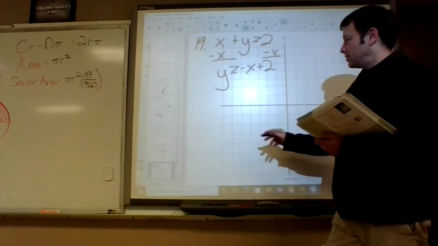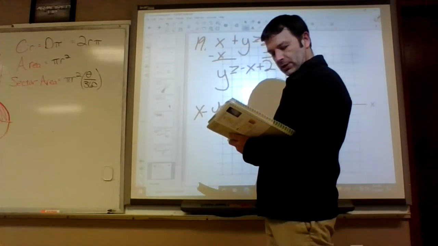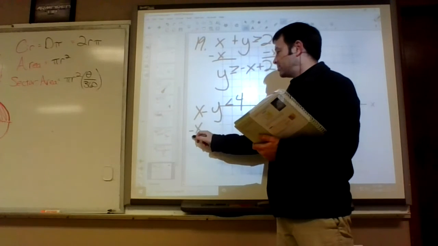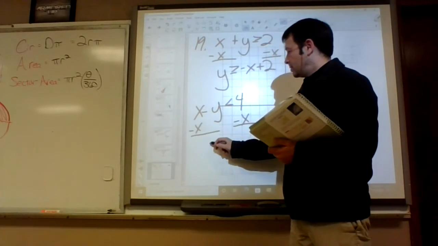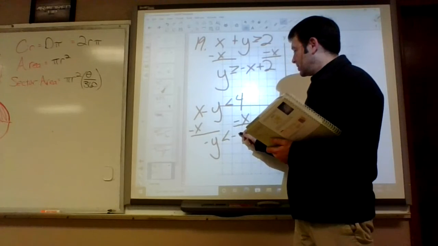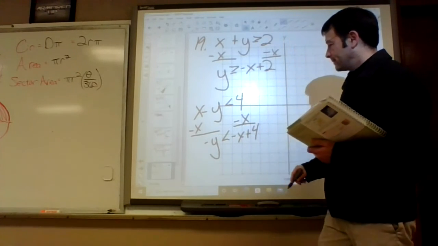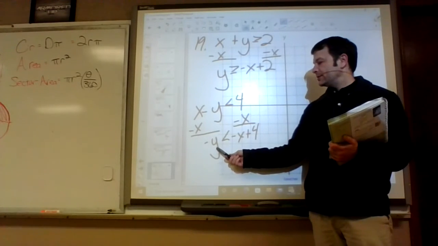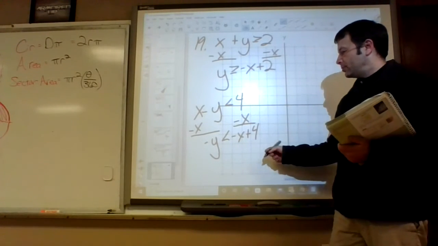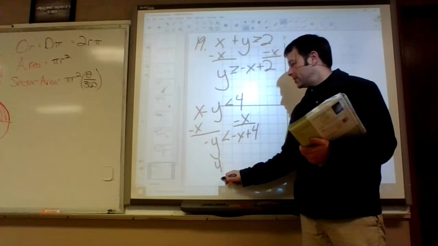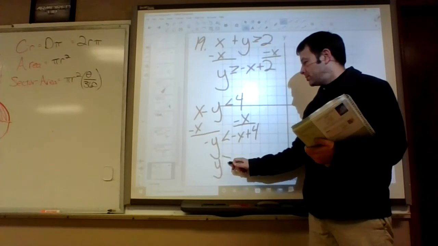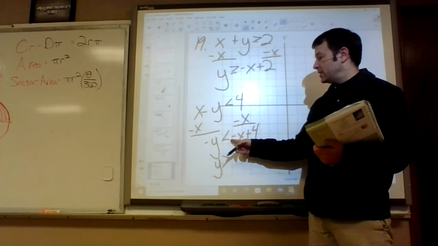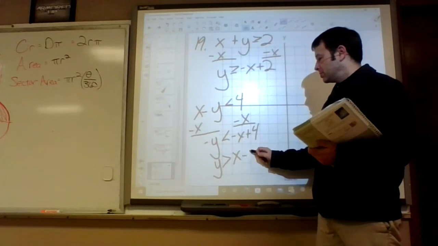And same thing on the other one, x minus y. So we need to minus the x on this one. This one though is negative y is less than negative x plus 4. So what do I need to do about that? Divide by -1. When you divide an inequality by a negative, what happens? The inequality switches. Since we're dividing by -1, all the positives and negatives are going to switch also.